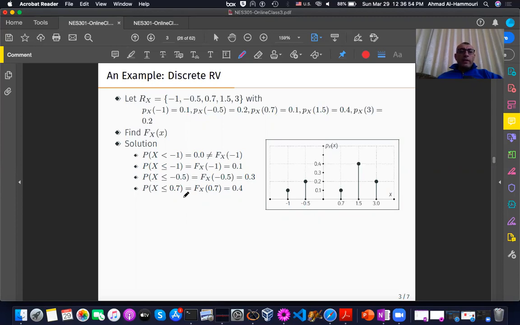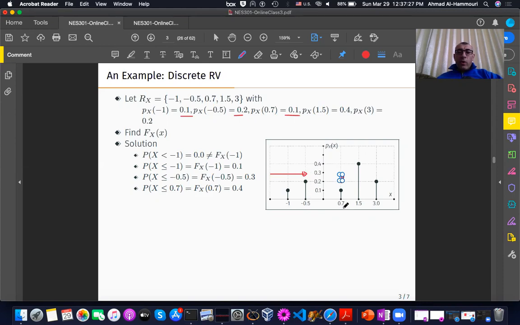Okay, what's the CDF of 0.7? Likewise, I add the probabilities of all points from minus infinity up to 0.7, and I am including the probability of the point 0.7. So, which is 0.1 plus 0.2 plus 0.1.